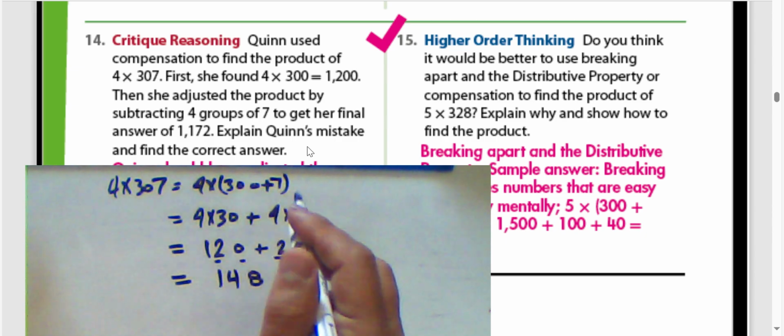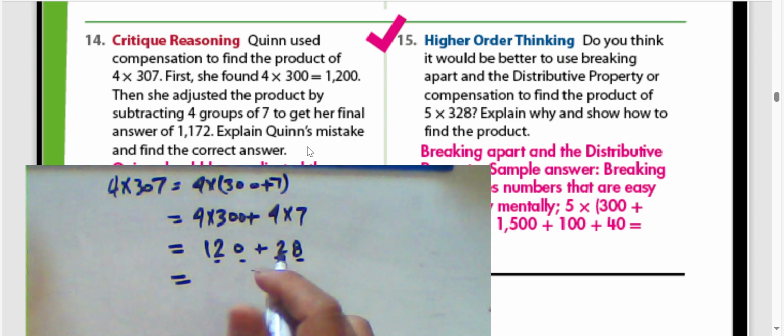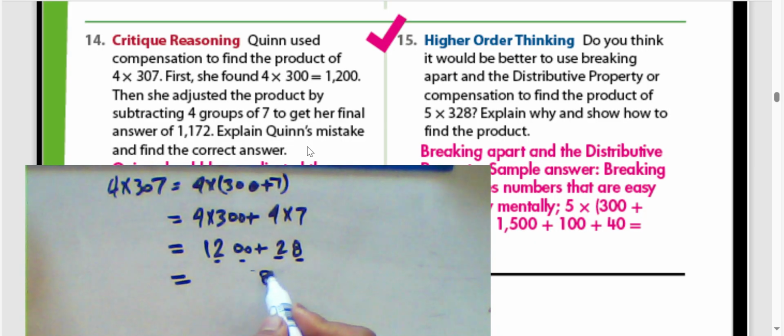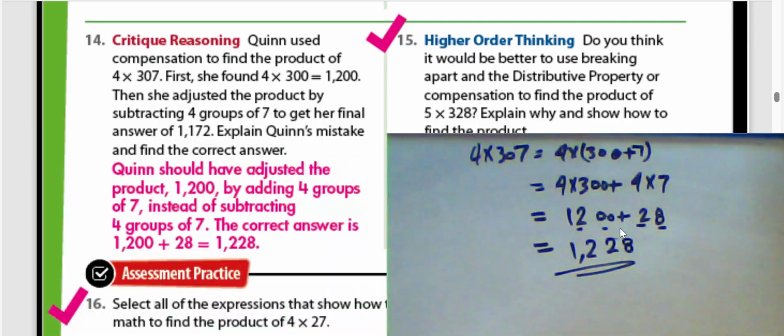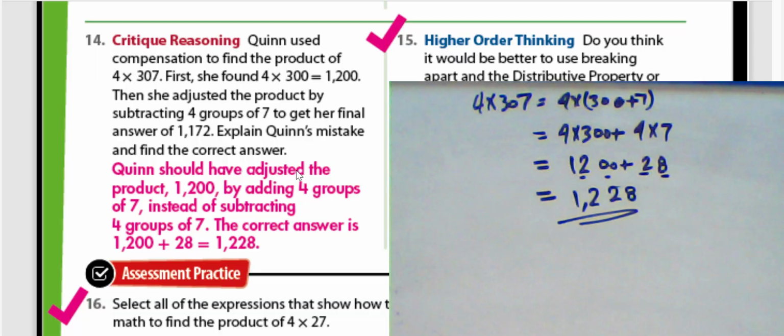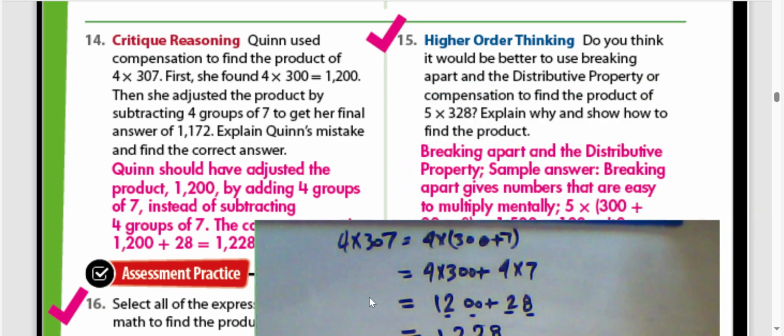We have 0, this is 0, okay, then we can add together, 8 plus 0 is 8, 2 plus 0 is 2, and then the result will be 1228. This is the correct answer, okay. Then we should have just the product 1200 by adding 4 groups of 7 instead of subtracting 4 groups of 7. The answer is 1200 plus 28 equals 1228. It's the correct answer. Next question here.